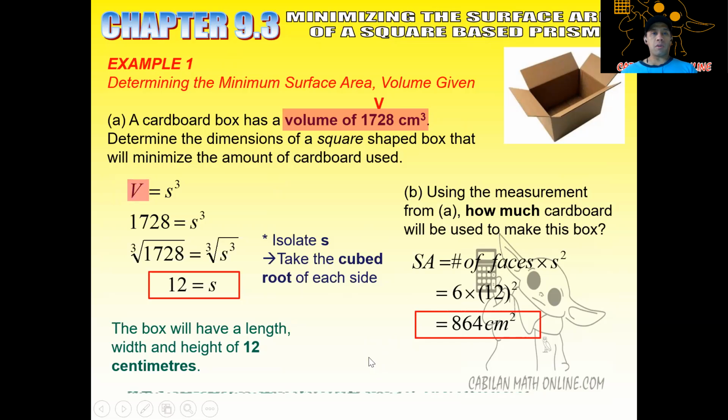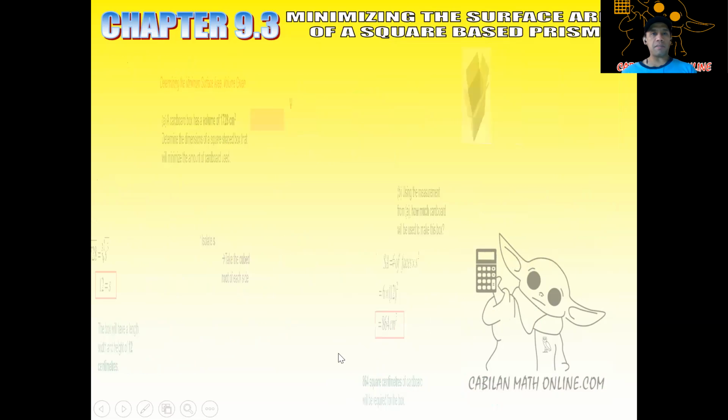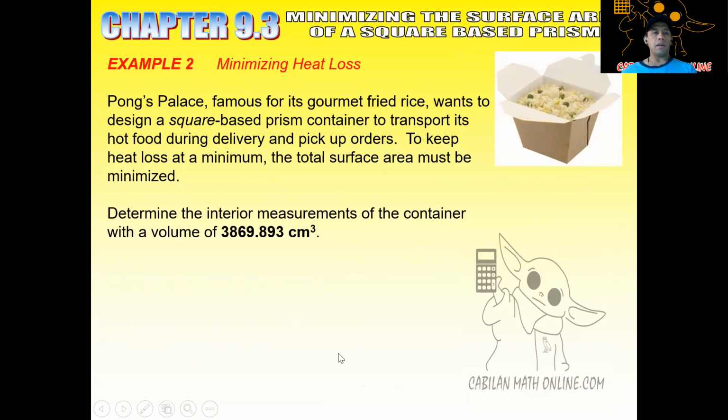Let's do another one over here. The next thing we're going to do is use the same formula. You can see here, it says determine the interior measurements of the container with a volume of 3,869.893 cubic centimeters. Again, same approach. We're going to use the formula for the optimized volume.